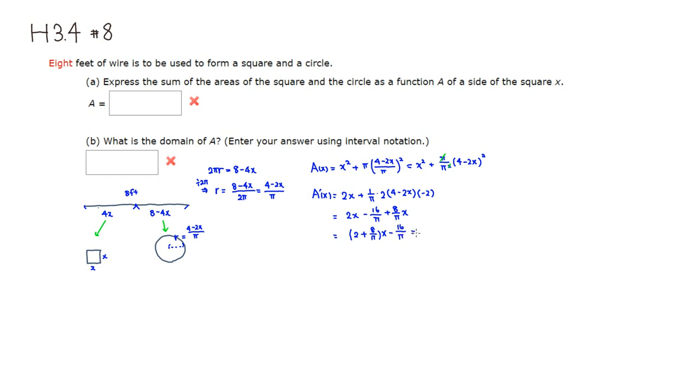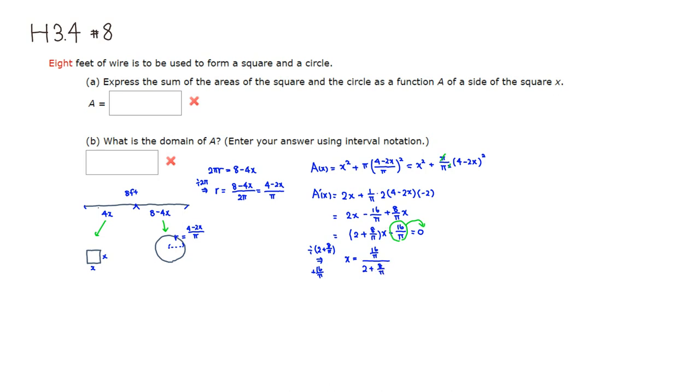We set that equal to 0, and then we try to solve this. It's going to be divide both sides by the quantity 2 plus 8 over pi. So x is going to be equal to, actually before that I have to move this over to the other side. So I'm going to add 16 over pi first. So you have 16 over pi, then we just have to divide by 2 plus 8 over pi.